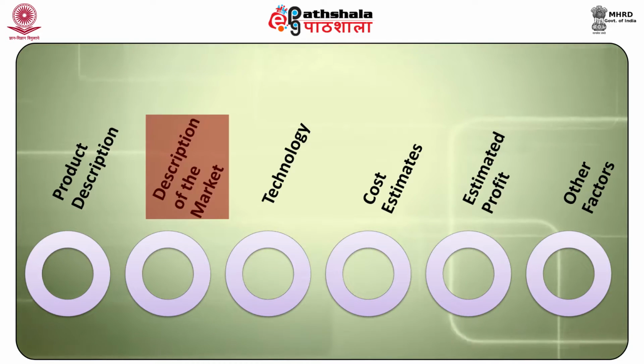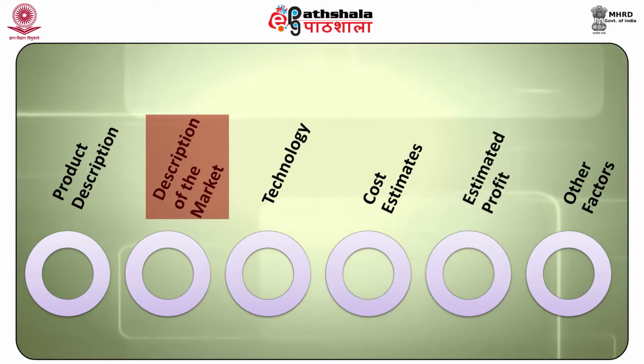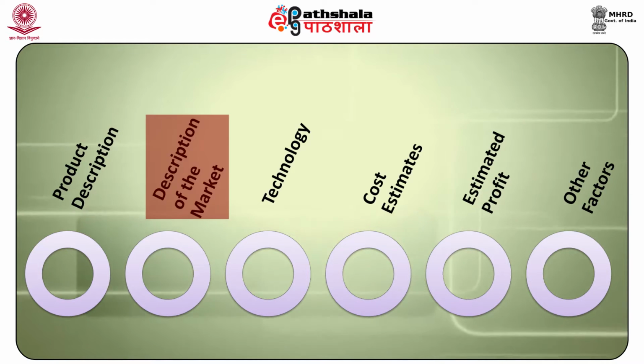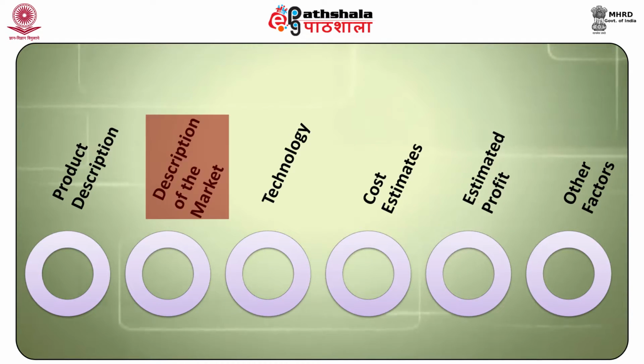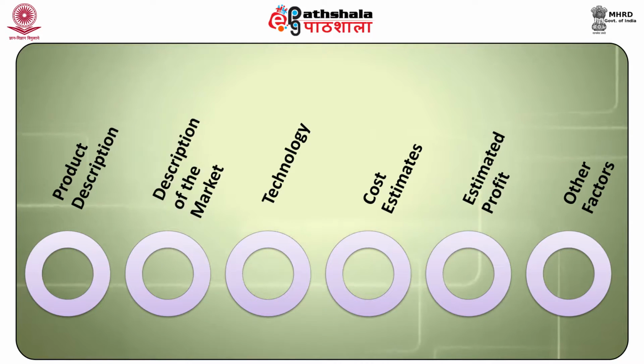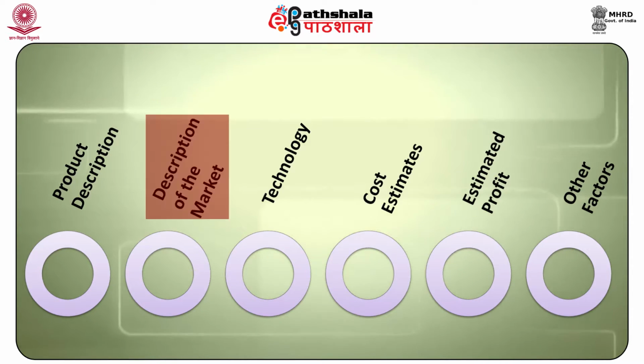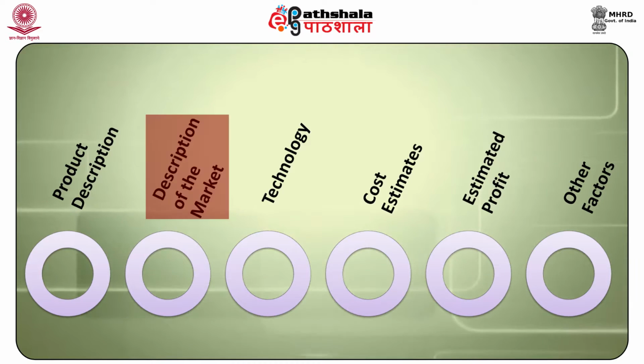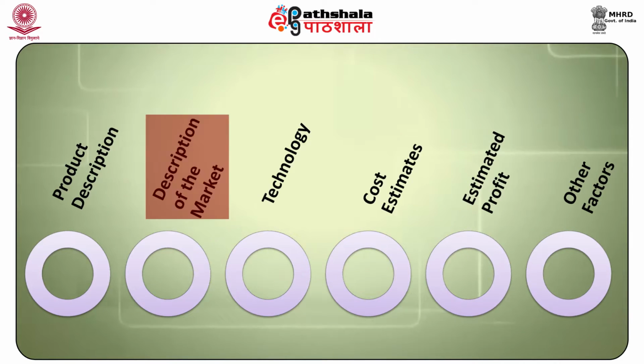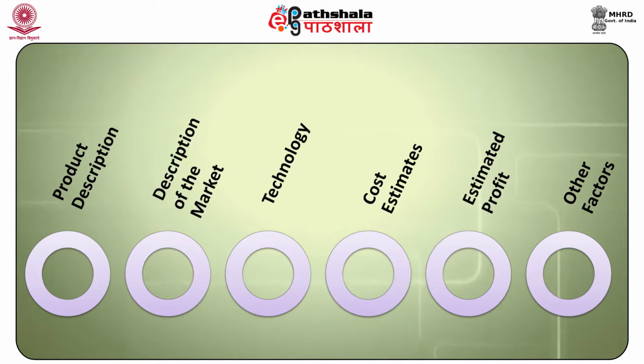Second, description of the market. The present and projected potential market and its competitive nature must be specified with reference to the following aspects. 1. The status of the present location of the manufacturing. 2. How many competitors are operating in the market and their corresponding specialization, if any.